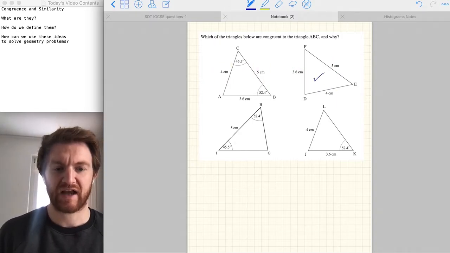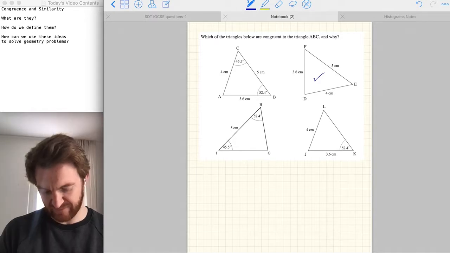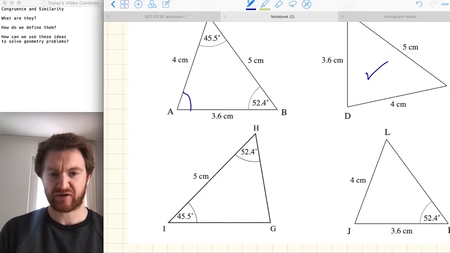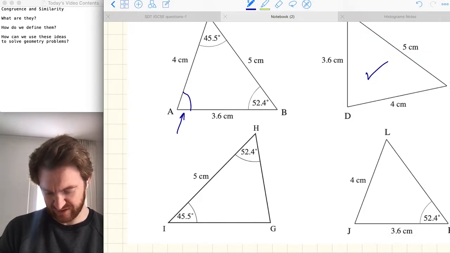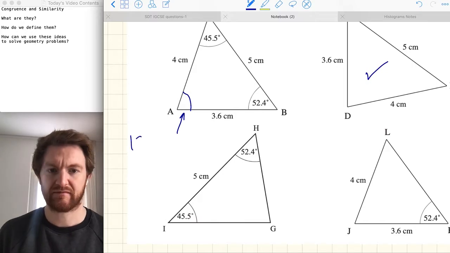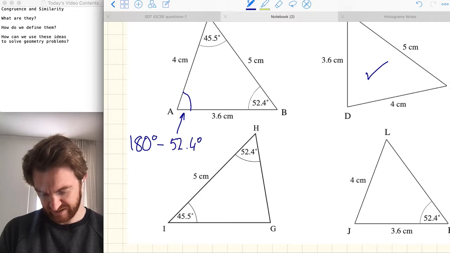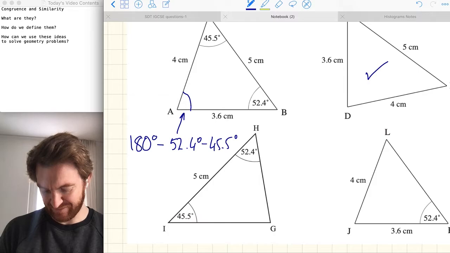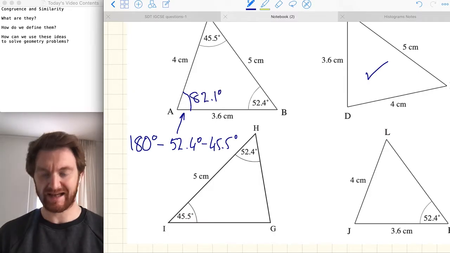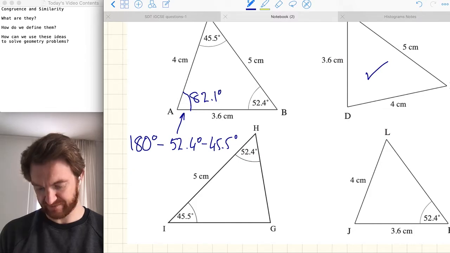Now for the other shapes, what might help us is if we knew the missing angle in the bottom left corner, this one here. What we know about triangles is that all the angles add up to 180 degrees. So if I subtracted the 52.4 degrees and the 45.5 degrees, I'd get left with 82.1 degrees. And that tells me that missing angle is 82.1 degrees.